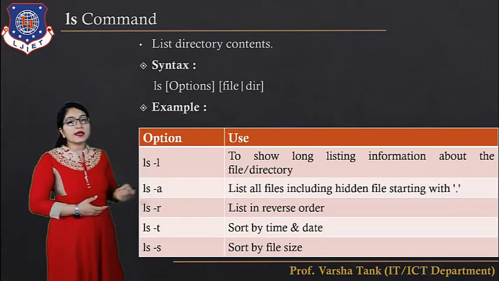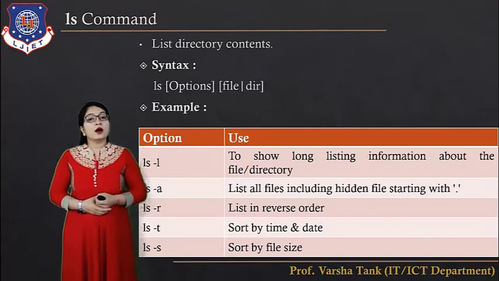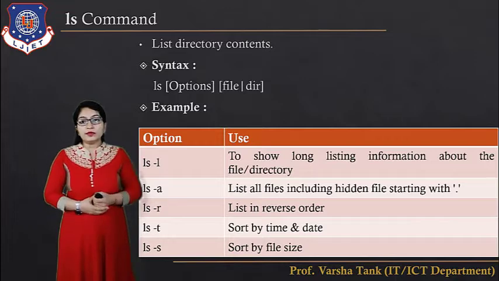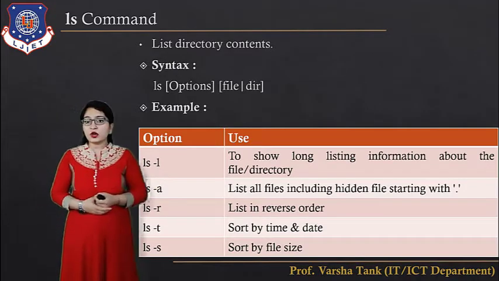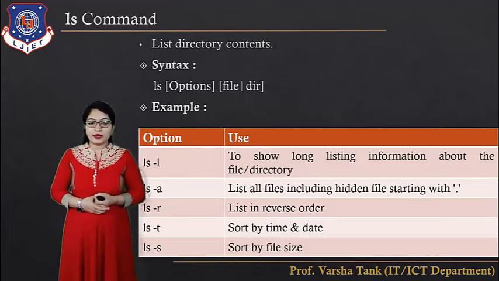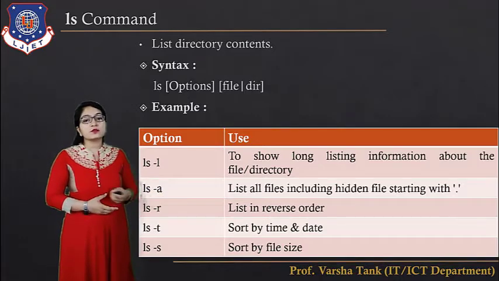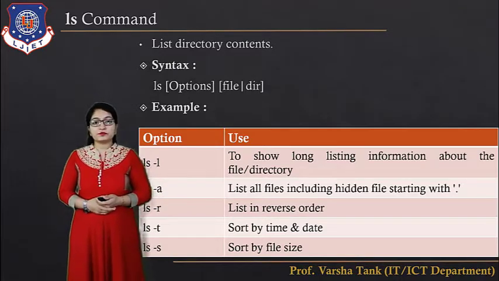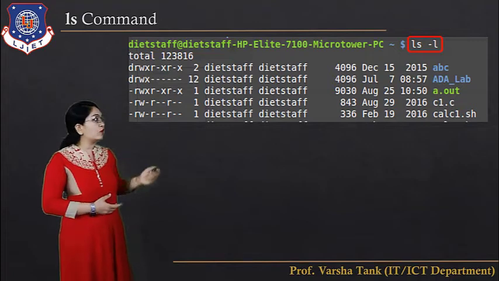Okay, ls -a means list all the files, including hidden files that start with a dot. Then ls -r means list in reverse order. ls -t means sort by time and date, and ls -S means sort by file size. Then for the ls command, let's see the meaning of all this.